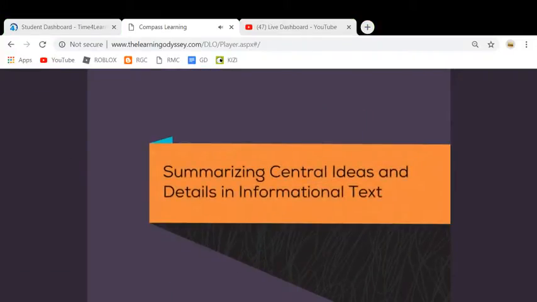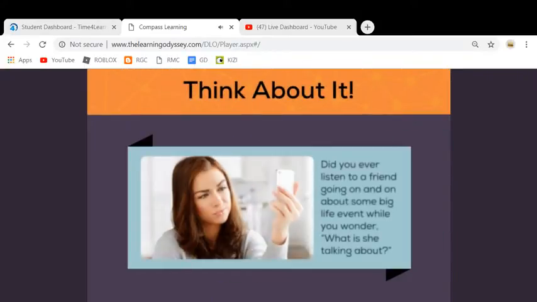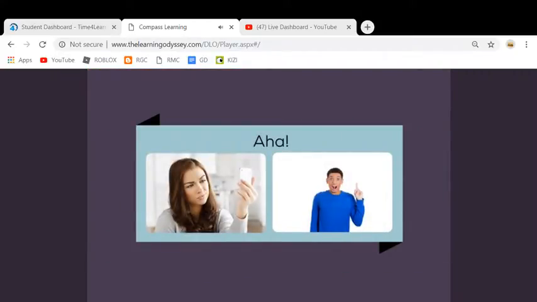We're going to focus today on summarizing central ideas and details in informational text. A central idea is the main idea a text is about. For example, did you ever listen to a friend going on and on about some big life event while you wonder, what is she talking about? Later, maybe you put the details together in your mind and had an aha moment. Suddenly you knew exactly why the event was so important to your friend. Figuring this out is like identifying the central idea in an informational text. When you can do this, suddenly it all makes sense.